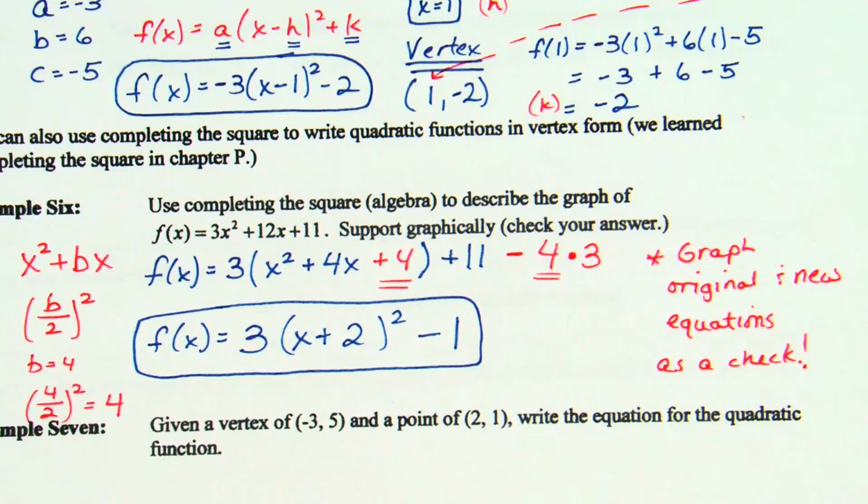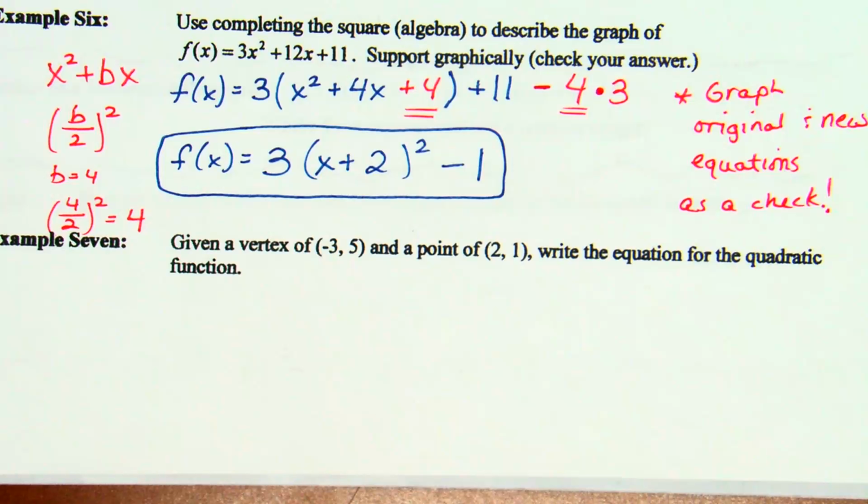Okay, I got one more, example 7. And this is what my Algebra 2 kids did in lesson 4.1. So they've already done this week. So for you guys, it's a matter of remembering, right? And I say that and grit my teeth because you guys are all thinking, really, Mrs. Sargent, you think I remember this? I know. There's a reason I'm reviewing it. Okay. Example 7. Given a vertex of -3, 5 and a point of 2, 1, write the equation for the quadratic function.